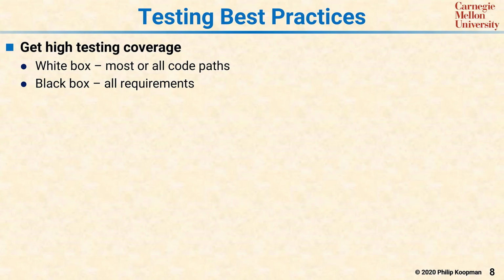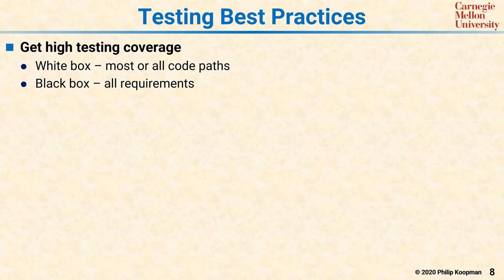Embedded software testing best practices revolve around getting the right amount of testing coverage depending on the needs of your system. Getting high testing coverage for white box means you must exercise most or all of the code paths in your software. For black box, it means you have to exercise all the requirements. And as we mentioned earlier, both white box and black box are required because each type of testing has its own type of blind spot. Maybe there's some code that isn't there and the white box test doesn't know how to test it. And maybe the black box test doesn't know how to get into the deep corners to get the edge cases inside your actual implementation.